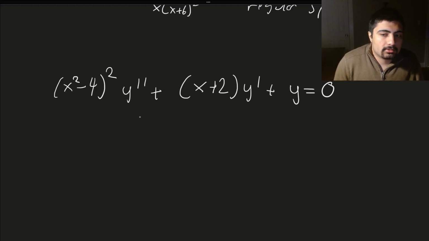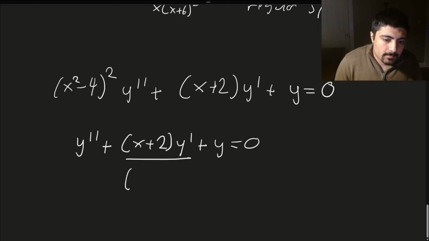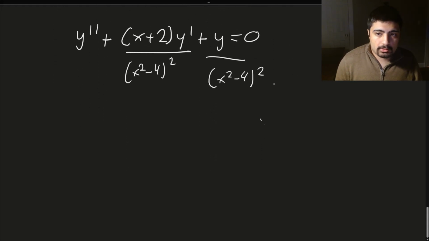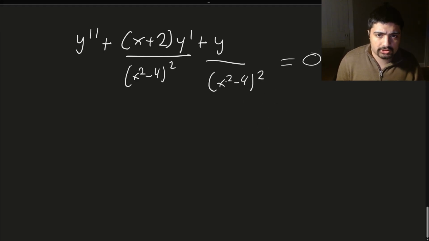We have this differential equation, so we're just going to write this in standard form. So y double prime plus (x plus 2) y prime plus y equals 0. Also, this should be divided by (x squared minus 4) squared, and this is also divided by (x squared minus 4) squared. Okay, and let me carry this equality a little like this. Okay, so this is our differential equation.